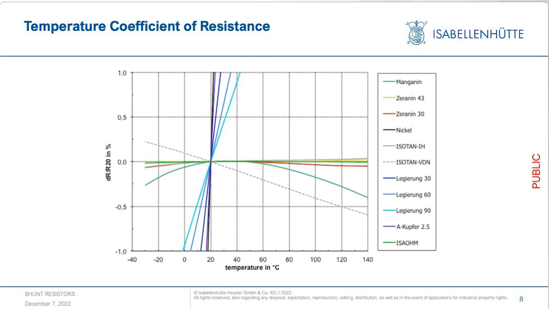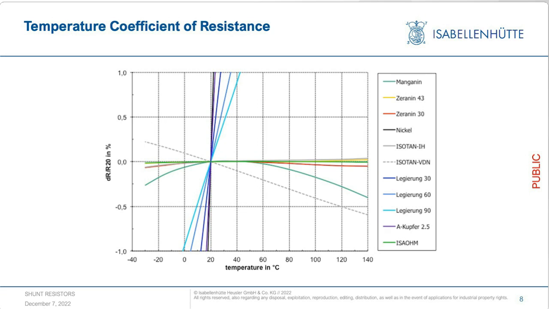The second contribution to deal with is the temperature coefficient of resistance. This is mainly driven by the temperature coefficient of the resistance material itself. I've put together some data here from the resistance materials we actually use to build our resistors. If you look, for example, at the green, the yellow, or the red line, you will find the relative change in resistance over the temperature range from minus 40 to plus 140 degrees C.